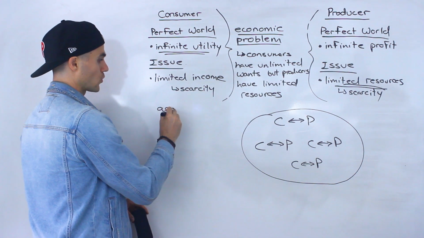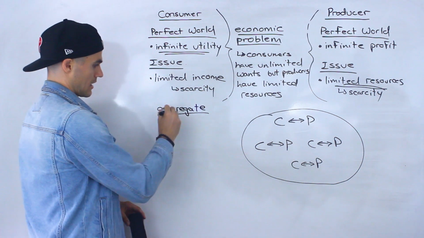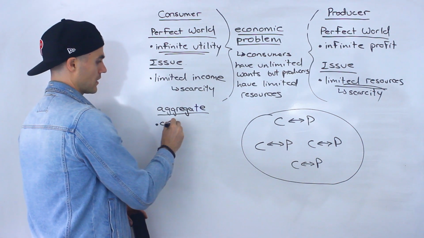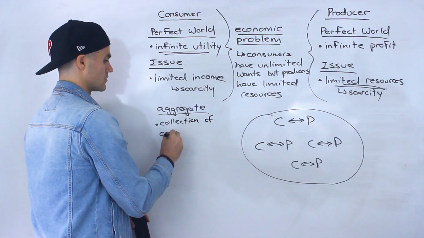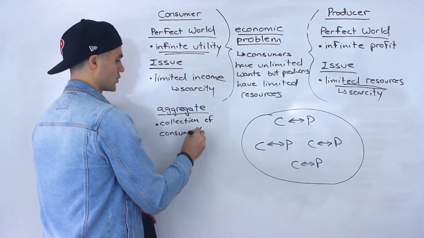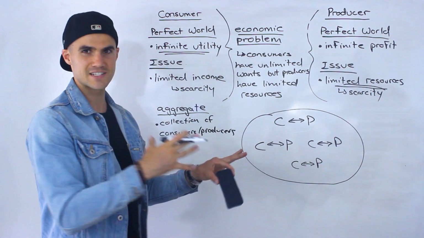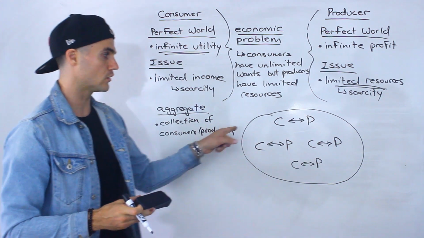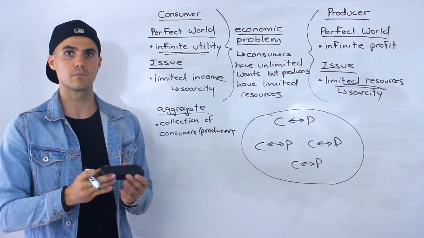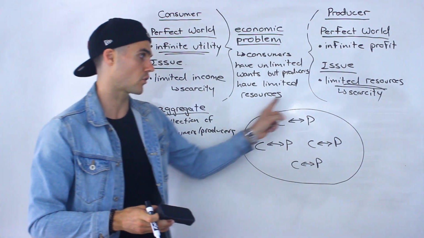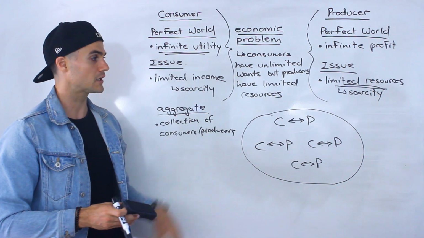Sometimes you'll see the word aggregate come up in textbooks, and aggregate, the way I like to think about it, is just a collection of consumers and producers. And these kind of aggregates could be different scales. So you might be looking at all of the consumer and producer relationships in a certain city, or maybe scale it up and look at it for a whole country. Right? So there's different scales of this aggregate here.